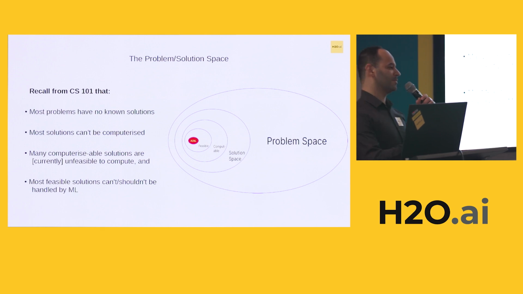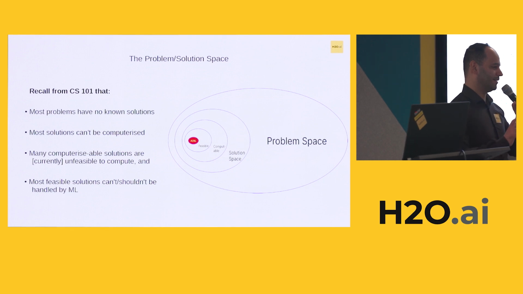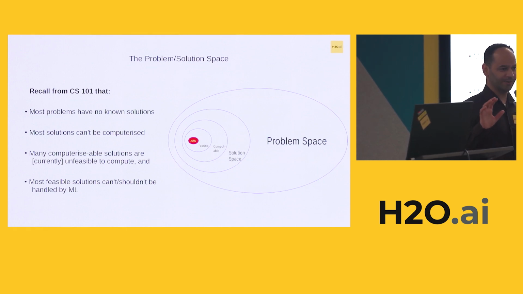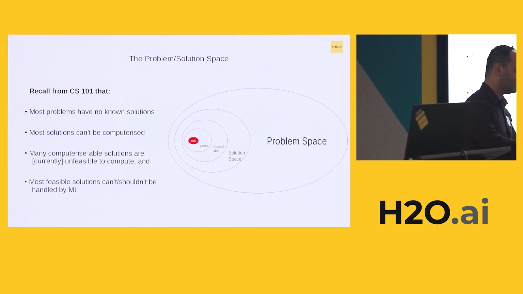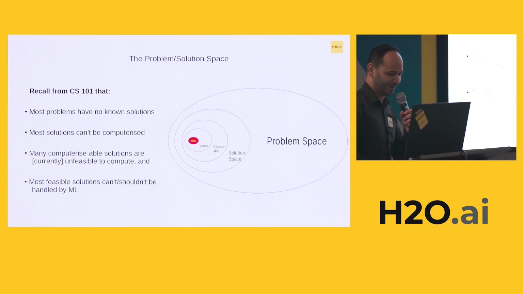So some of the problems that we can solve can be computerized, some can't be. And we're more concerned about problems that we can solve using computers and are feasible to solve, actually.